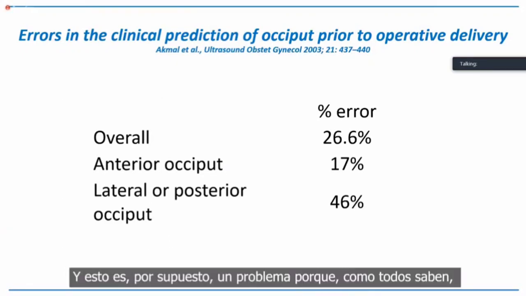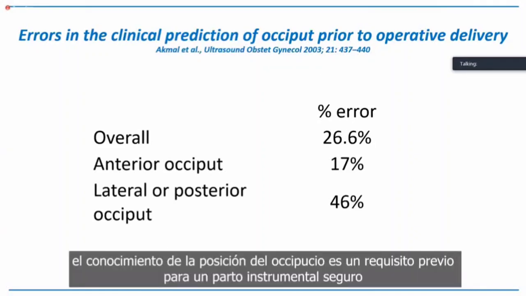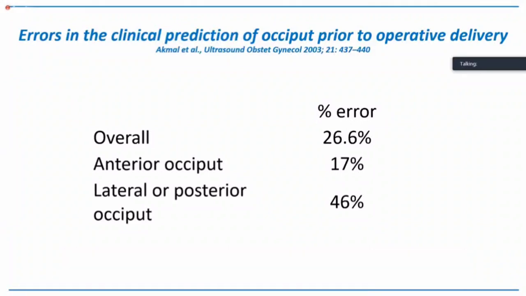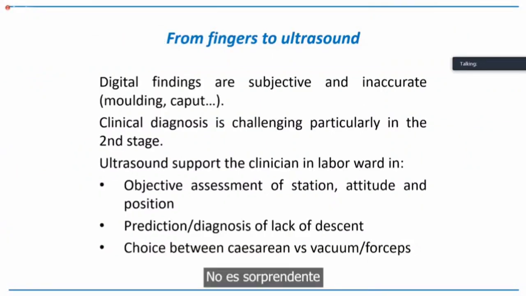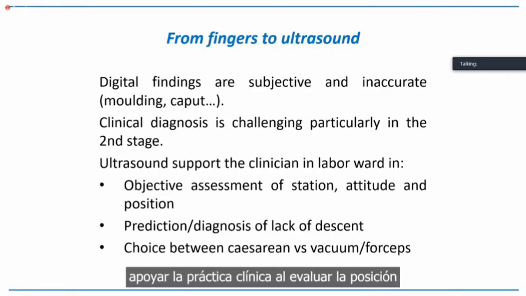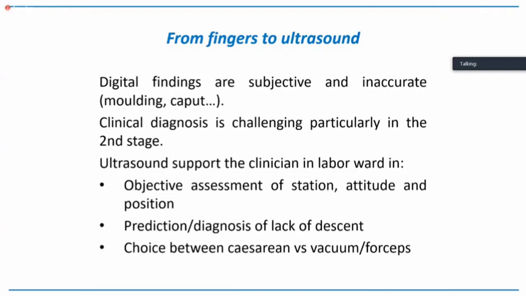And this is of course a problem because, as you all know, the knowledge of the occiput position is a prerequisite for safe instrumental delivery according to the international guidelines and also impacts on labor management. On this basis, it is not surprising that intrapartum ultrasound has been proposed with the aim to support clinical practice when evaluating the position of the fetal occiput, but also head station and attitude.